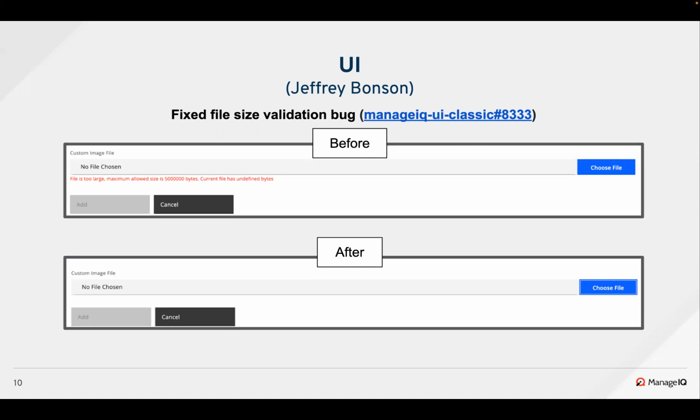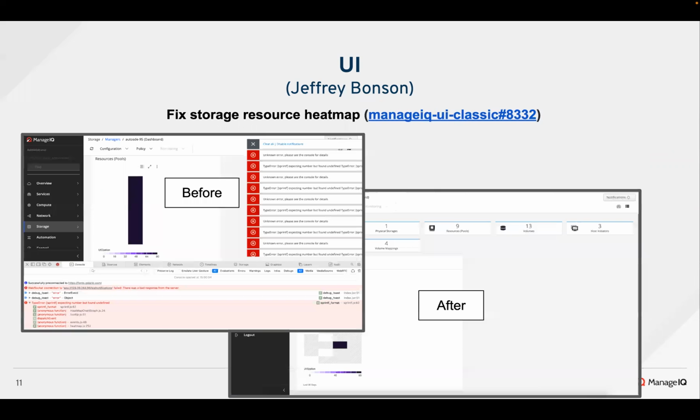The file size validation was not correctly being checked, causing the error to always be shown and preventing the user from submitting the form. Gilbert fixed this by making additional checks in its validation files. Next.